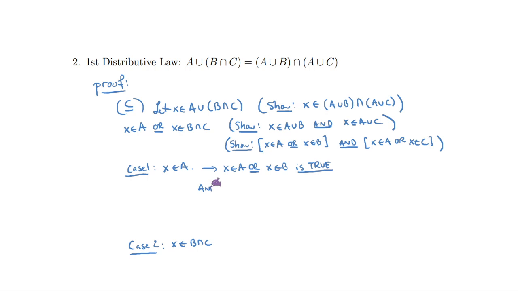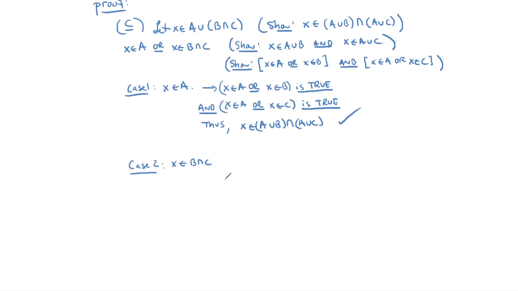And this other OR is true, right? We have x is an element of A or x is an element of C is also true. Okay, so both of these components are true. And for an AND to be true, you want both of these to simultaneously be true. So we're done. Thus, x is an element of A union B intersect A union C.